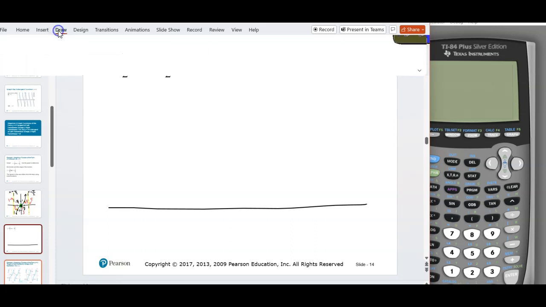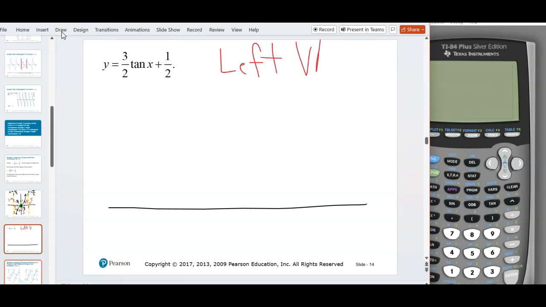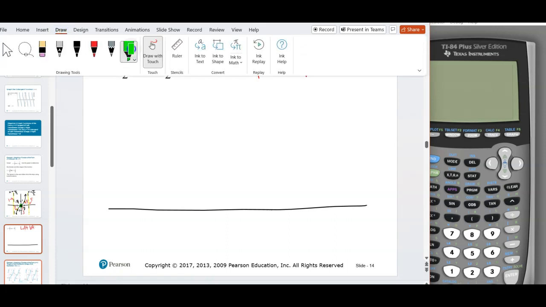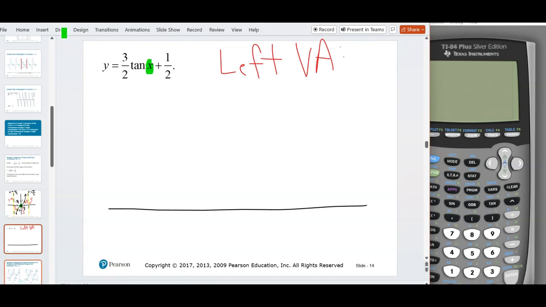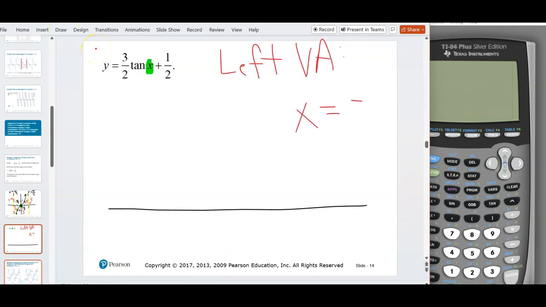So the way I determine where the left vertical asymptote is, normally it's x equals negative pi over 2. The way I alter it is I take whatever is inside the tangent function, and the only thing inside here is x, and I set that equal to the left vertical asymptote. So it's still negative pi over 2.